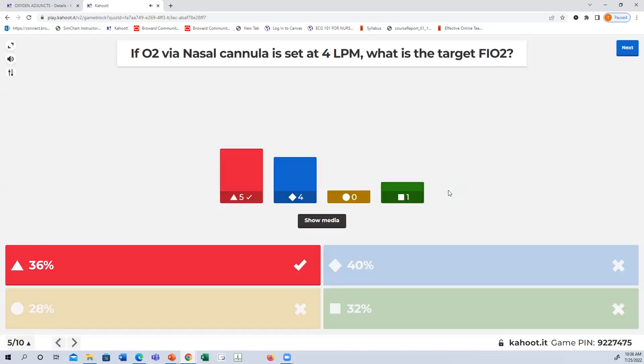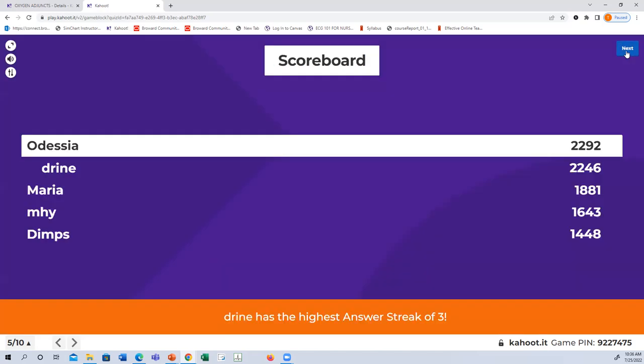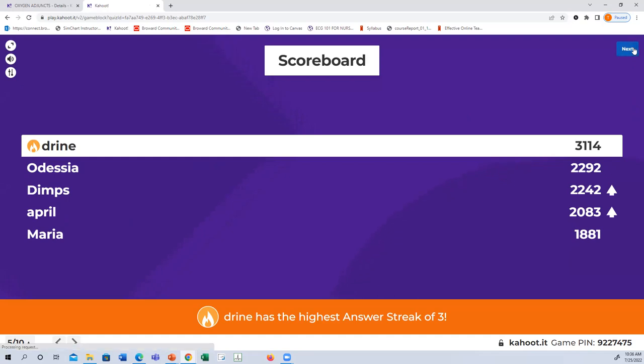Okay, so remember that the increments of increase in FiO2 related to the liters per minute is for every liter that you put on the oxygen, it increases the FiO2 by 4%. So the correct answer here, therefore, is 36%. And so let's see Odisha, Adrine this time. Odisha, Dimps, April, and Maria are still on the board.